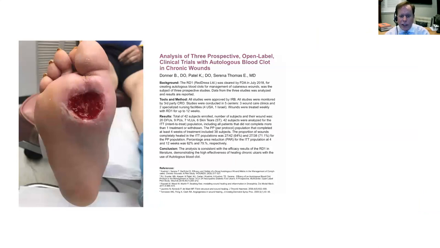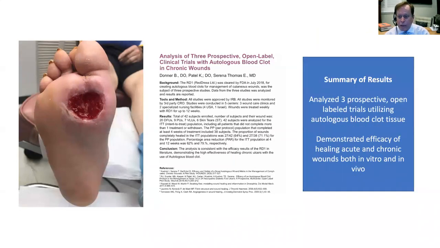This was an analysis of 3 prospective open label trials utilizing autologous blood clot tissue, clearly demonstrating not only efficacy in healing acute and chronic wounds, but it did it both in vitro and in vivo.